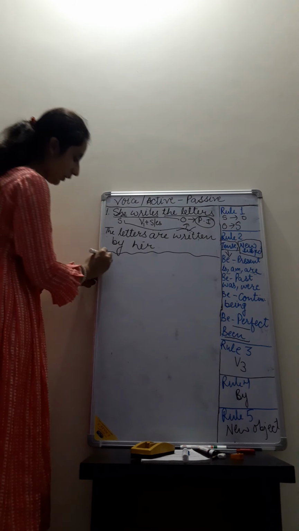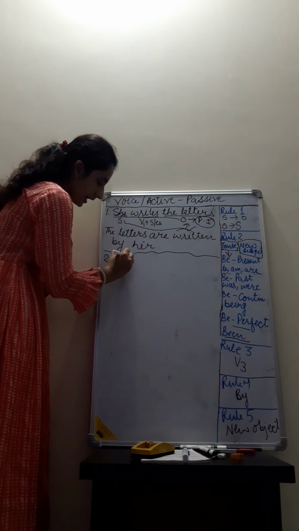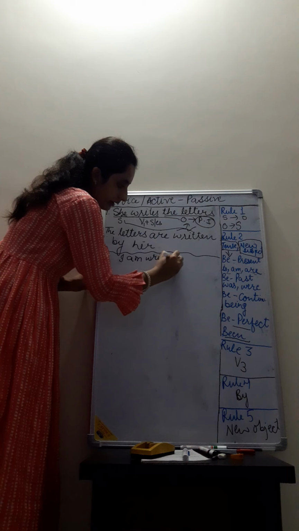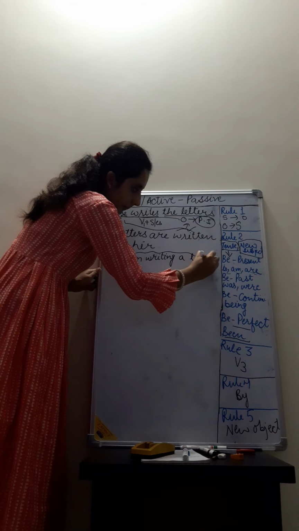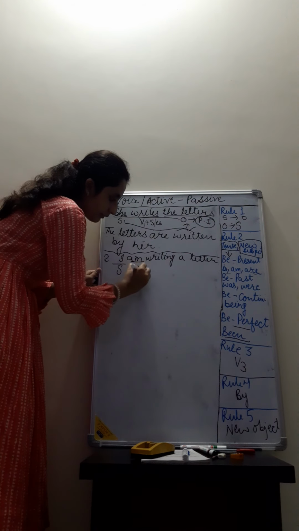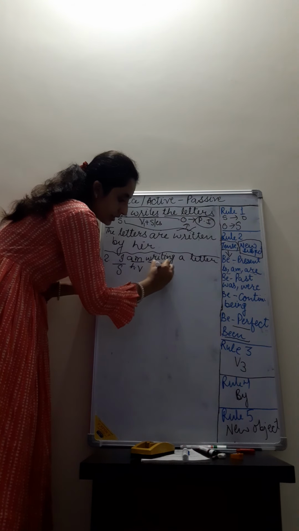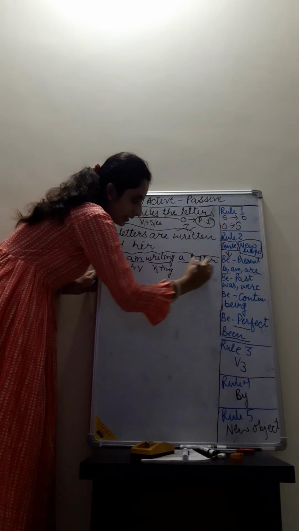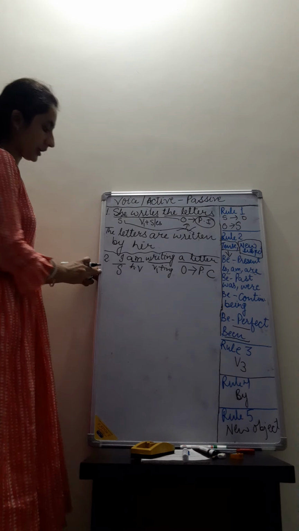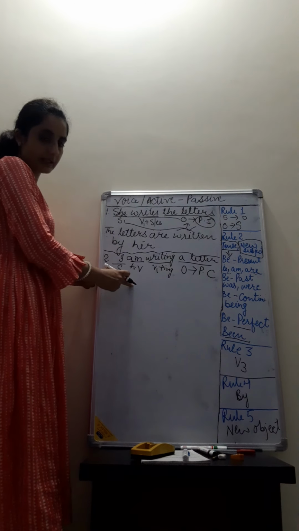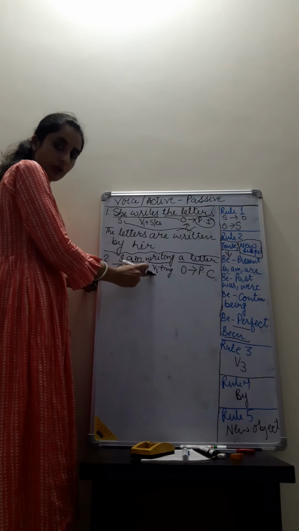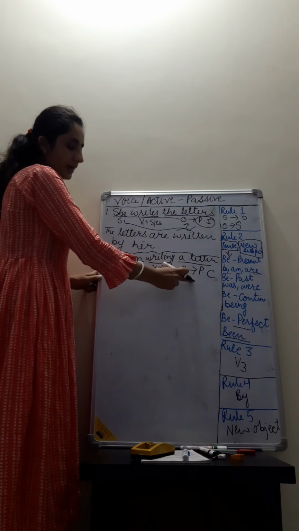Now take the example of present continuous tense. I am writing a letter. I is the subject, am is the helping verb, writing is the verb's first form plus ing, a letter is the object. Which tense is this? Present continuous. According to the rule, subject plus is, am or are as a helping verb plus verb's first form plus ing plus object.